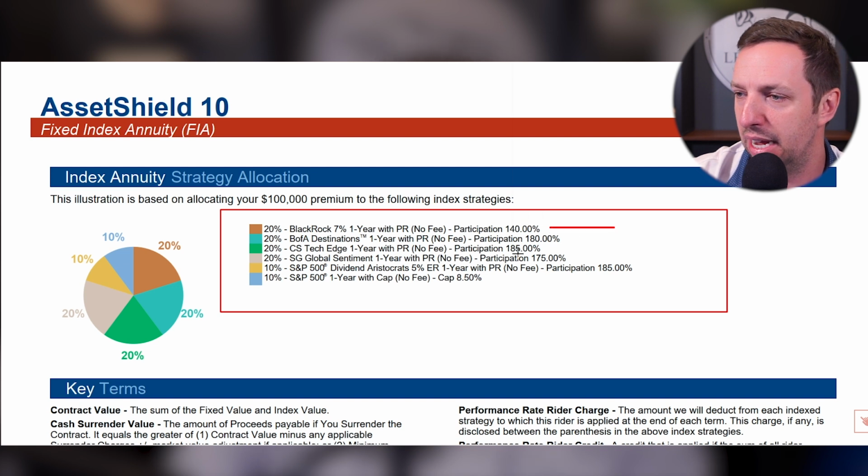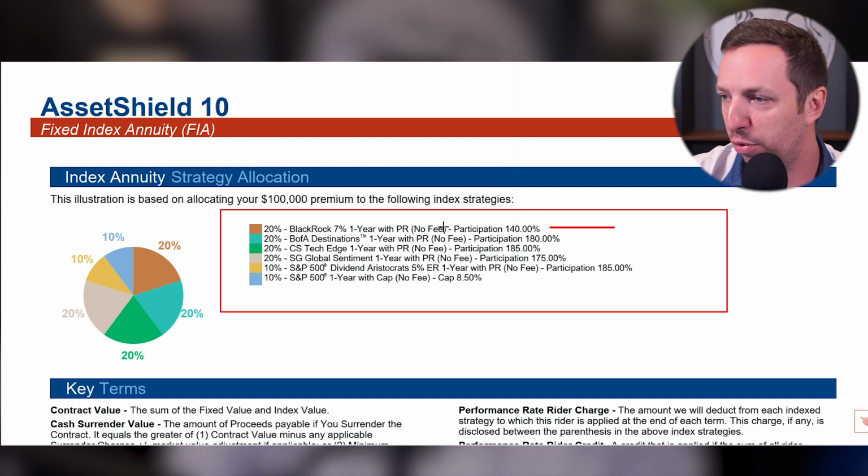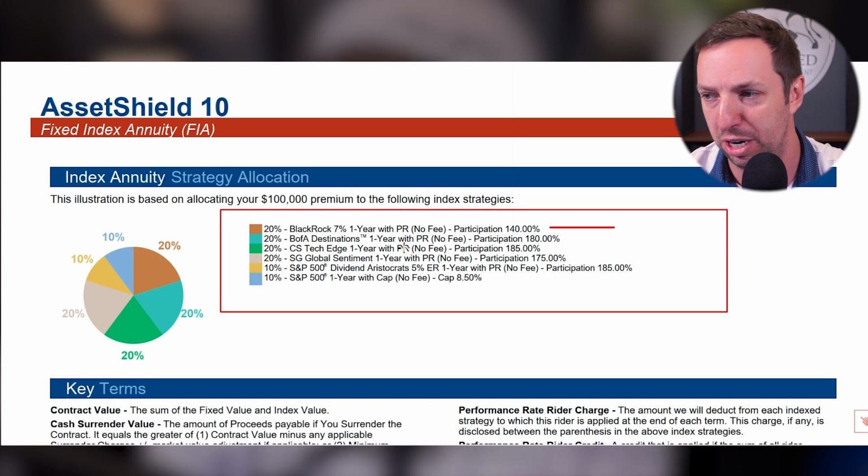Let's take these index values one at a time. So back to the brochure. The first one is this BlackRock index. It's a 1-year account, no fee, and it has a 140% participation rate on it.